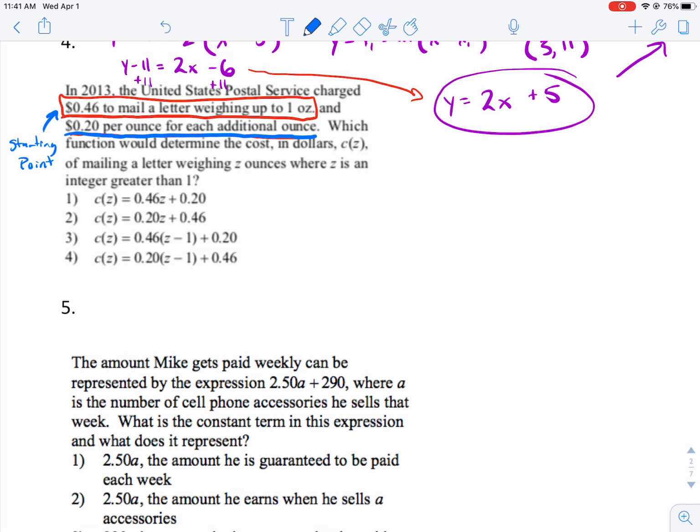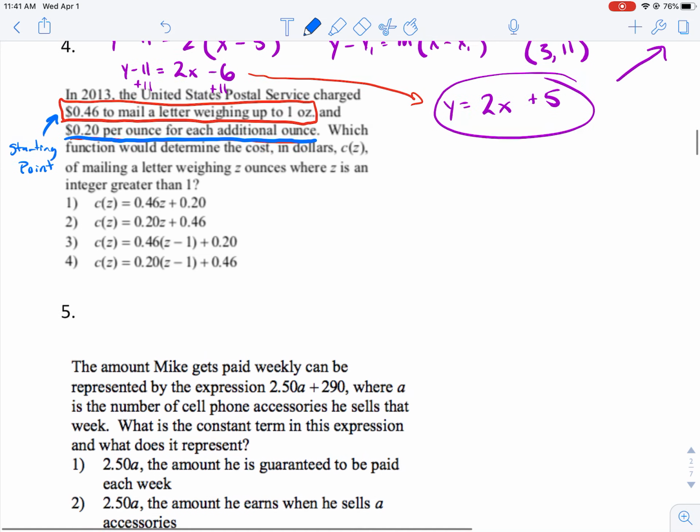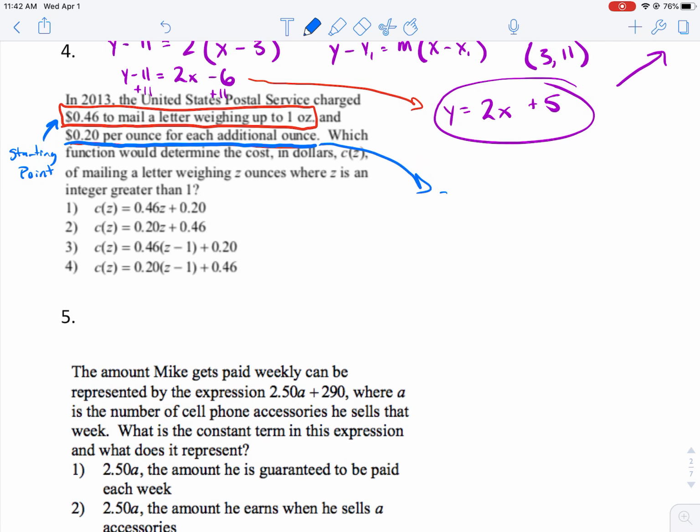Okay? So you're initially paying 46 cents for any letter weighing up to 1 ounce. So if it weighed half an ounce, 9/10 of an ounce, all the way up to an ounce, you're going to get charged 46 cents. Now it's 20 cents per ounce for each additional ounce. Now below here, let me also write this in there. So this is our slope, and this is our starting point or our y-intercept.